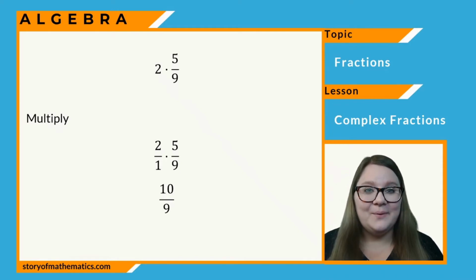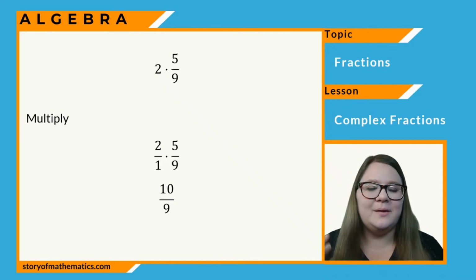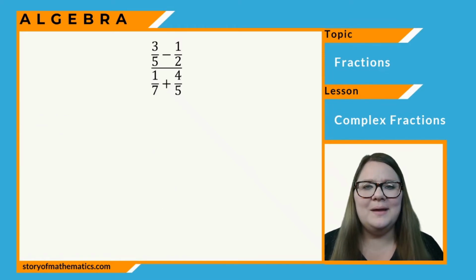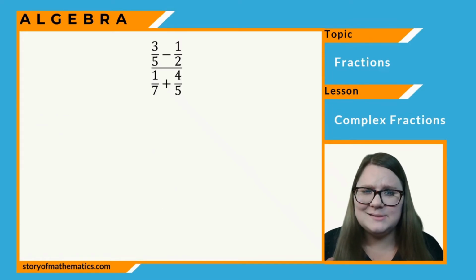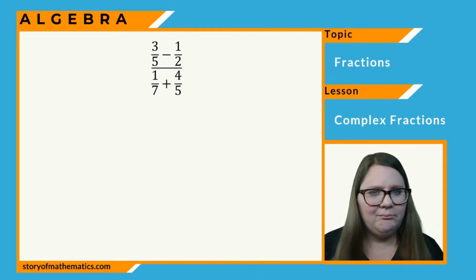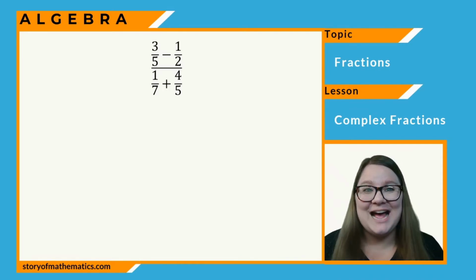Now, in that example, all of our denominators in the numerator were the same, and the denominators in the denominator were the same. But what happens if we have all different denominators? Does it change the problem? No, actually, it stays exactly the same.